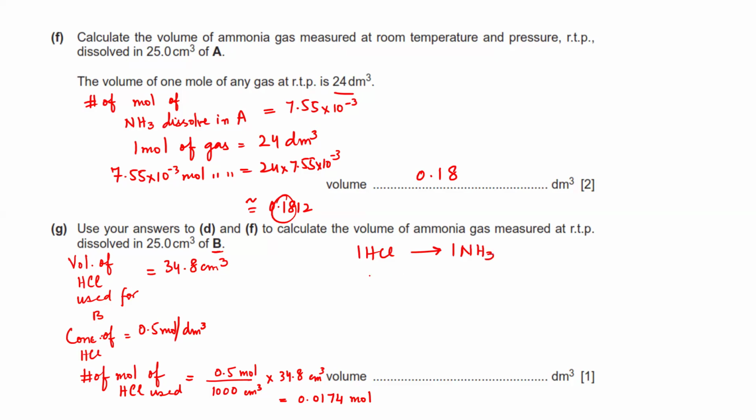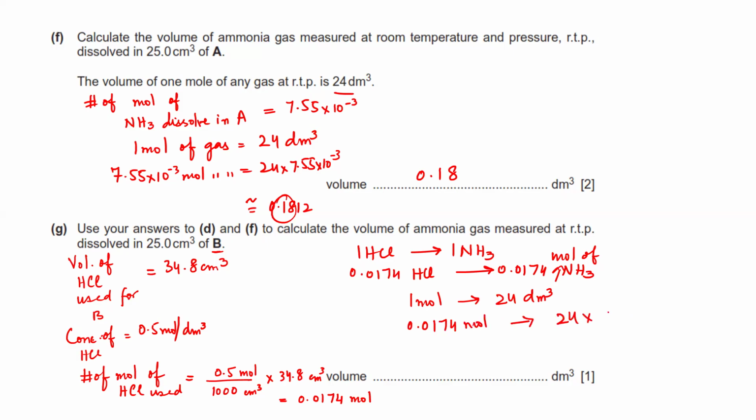So 1 HCl neutralizes 1 ammonia. So 0.0174 moles of HCl will neutralize 0.0174 moles of ammonia. So these are the number of moles of ammonia that are used. 1 mole is equal to 24 decimeter cube. So 0.0174 moles will be equal to 24 multiplied by 0.0174 decimeter cube. This comes out to be 0.4176 decimeter cube. Again, we have to write the answer to 2 decimal places, so approximately 0.42 decimeter cube.